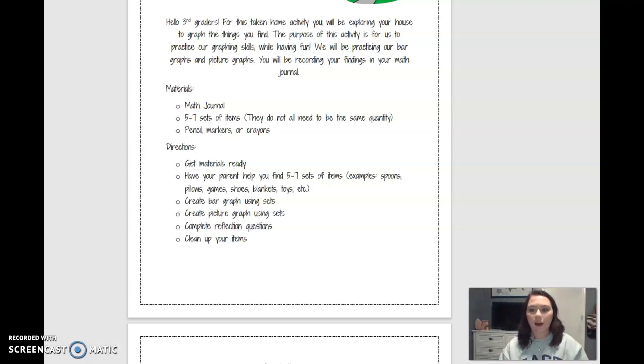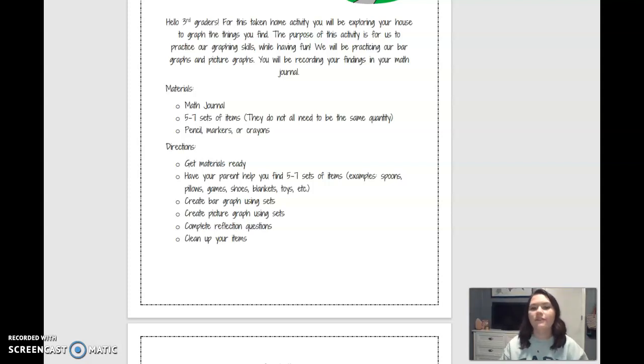I felt like this was good because we don't know what is in their house and we don't know what they have access to. So even if it's something like pieces of paper or pencils or books or shoes, whatever it may be, they have the choice of what they want to use.